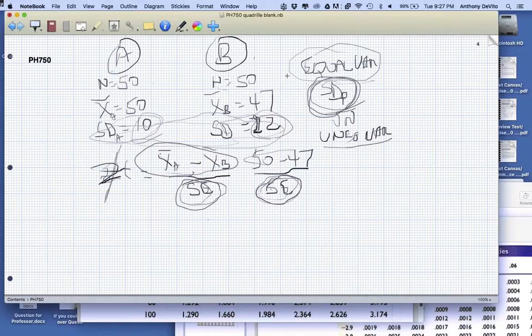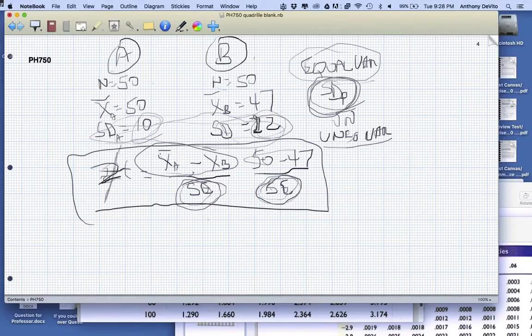Now, the formulas for this are a little complicated. In some cases, they can get a little bit hairy. But when you're doing it through SPSS, it actually calculates these for you. Okay, so let's say we wanted to go ahead and calculate this.